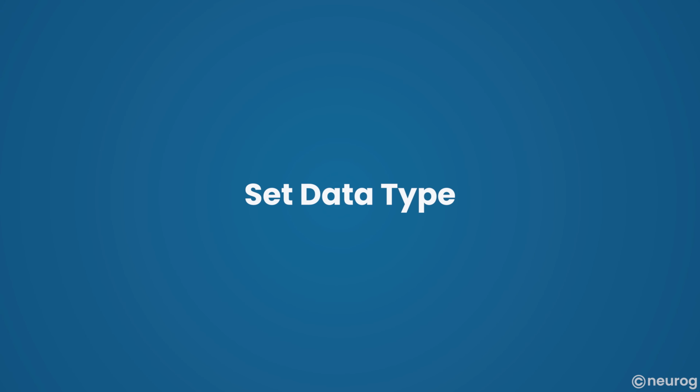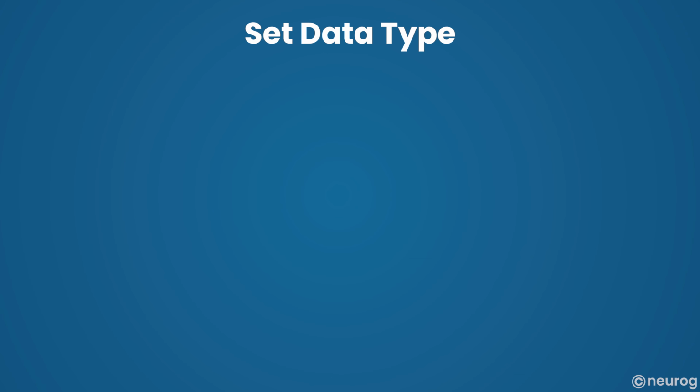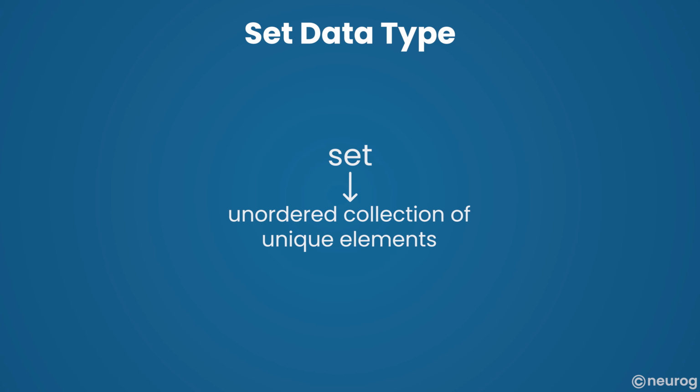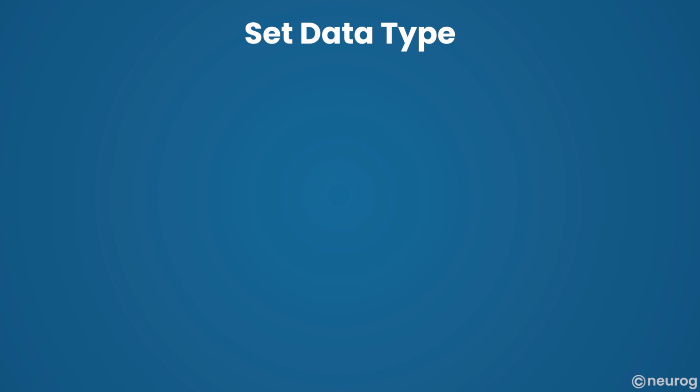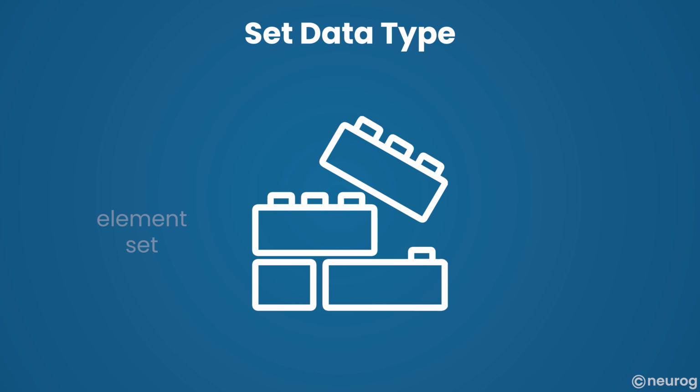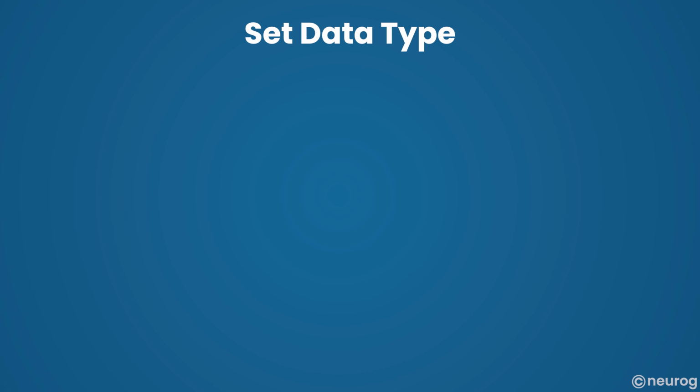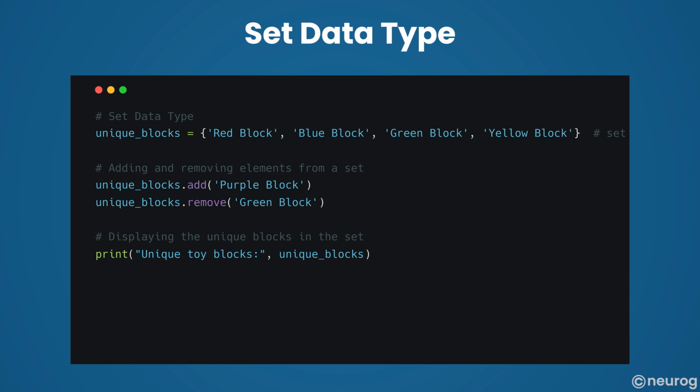Moving on to the set data type. In Python, a set is an unordered collection of unique elements. Imagine a collection of colorful toy blocks, and each unique block can be thought of as an element in a set. Now let's dive into the set data type using a Python example. In this example, we define unique blocks as a set containing various unique toy blocks, and we demonstrate adding and removing elements from the set and display the unique toy blocks.